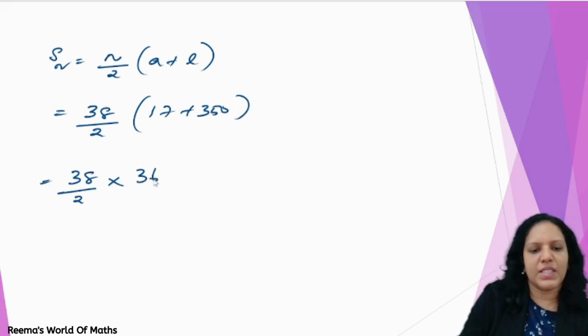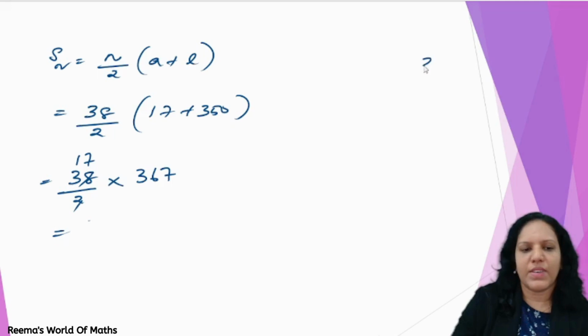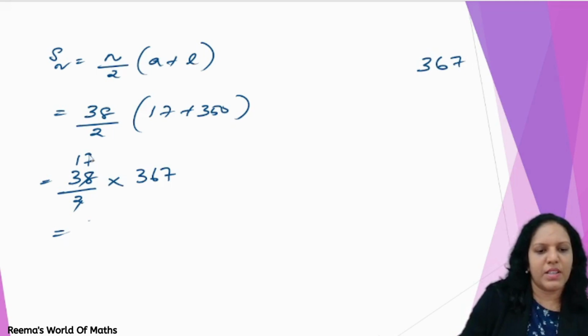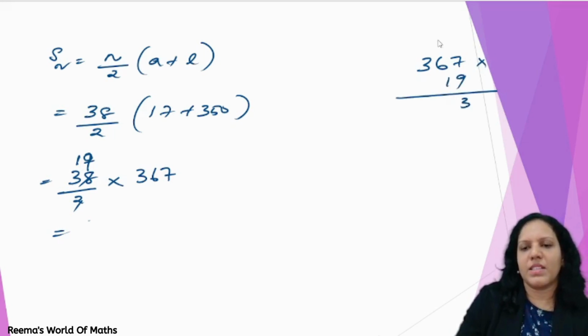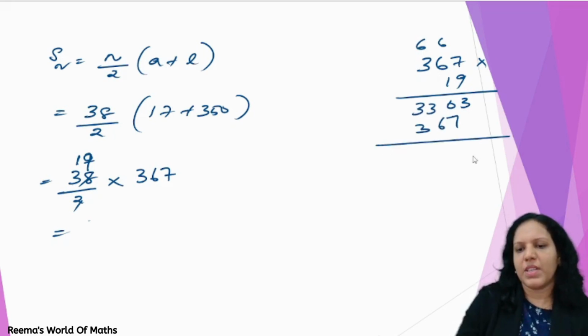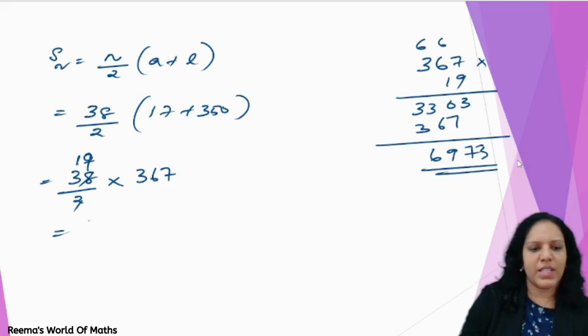So that is 367, which equals, we can multiply this here, 19 into 367. No, it will be 19, not 17. It is 19 here. 367 multiplied by 19. 7 nines are 63. 6 nines are 54, 54 plus 6 is 60. 3 nines are 27, 27 plus 6 is 33. 1 seven is 7. So the answer is 6973.